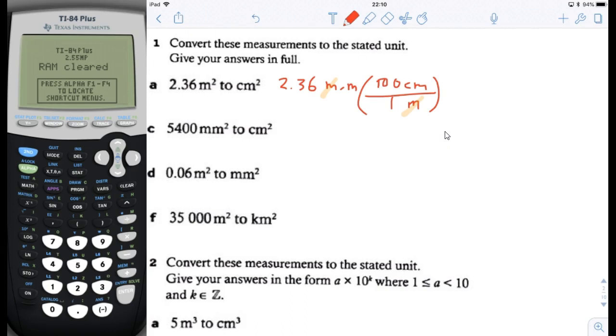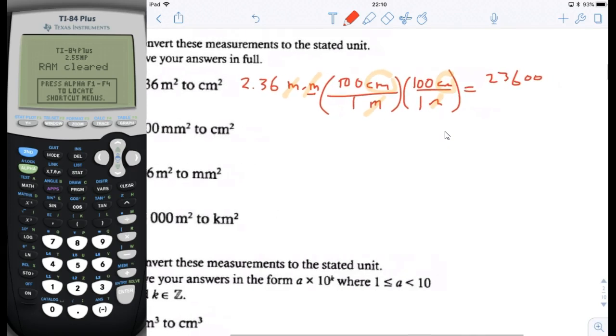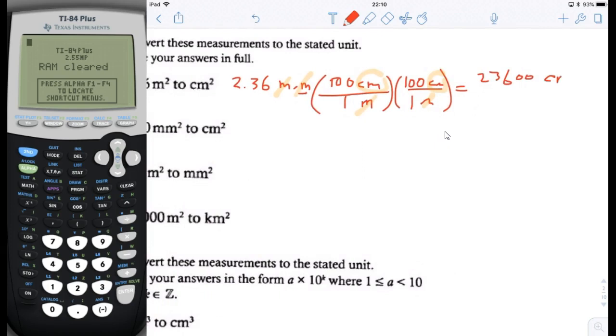The meters cancel out. Now, I have one more meter that I need to cancel out, so I'm going to use one more identical domino, 100 centimeters divided by a meter. Now I'm going to cancel out again the other meter, and now I'm left with centimeters squared on top. Perfect. So now I just need to multiply everything on top, 2.36 times 100 times 100. That would be 2,360. You can do that on a calculator if you want to. And the units are centimeters squared.